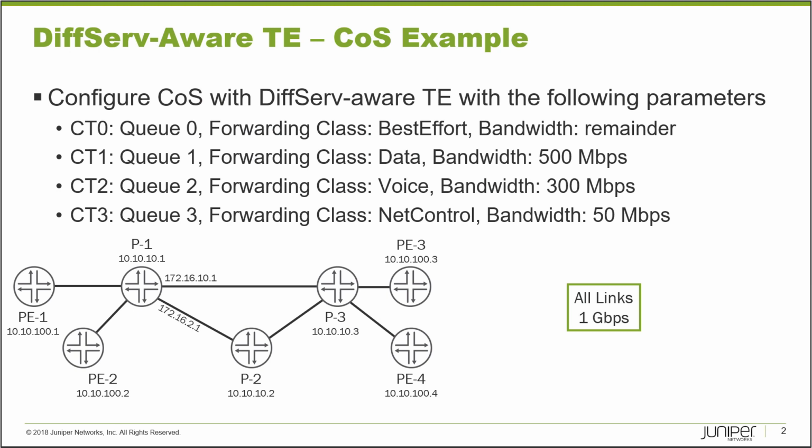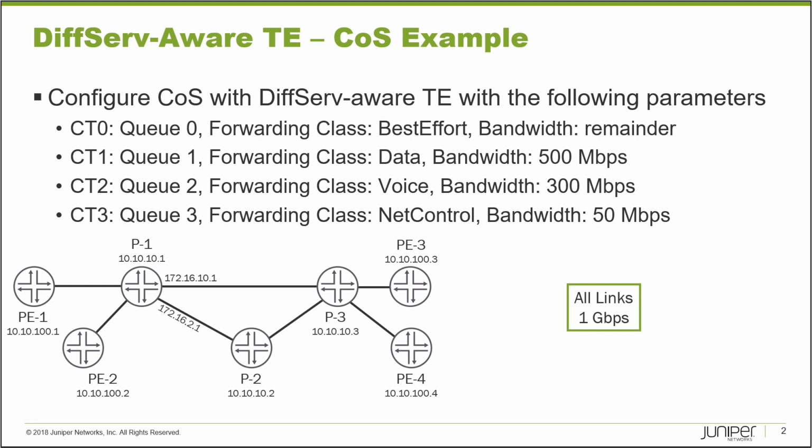All right, so let's go ahead and jump right into the example. We need to configure the routers that we see in this network on the bottom left. There are four PE, or provider edge routers, PE1 through PE4, and three core routers, P1 through P3. What we need to do here is configure class of service with DiffServ-Aware TE with the parameters we see on the slide. Note that all links are 1 gigabit per second links.